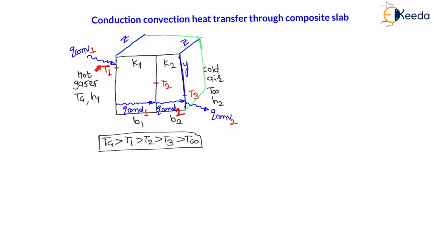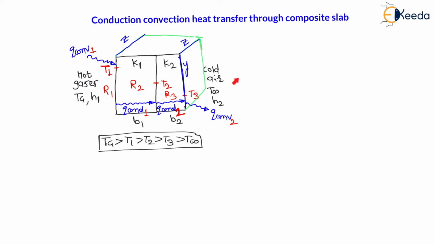Now for this convection heat transfer, there will be a convection resistance R1, right? Therefore here there will be a convection resistance R1. During the conduction heat transfer in the first slab, there will be a conduction resistance R2. During the conduction heat transfer in the second slab, there will be a conduction resistance R3, right?